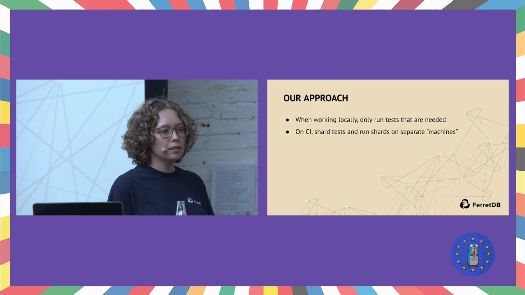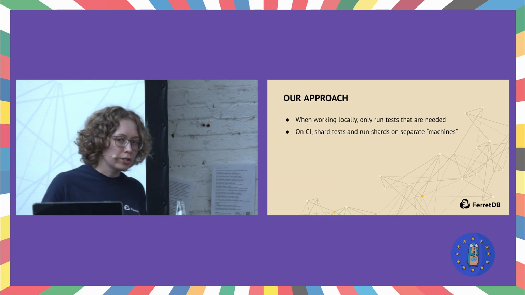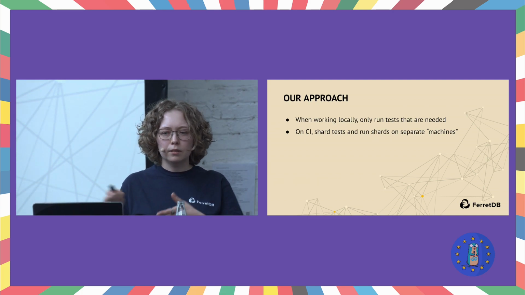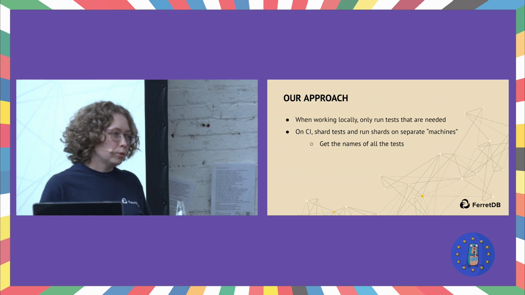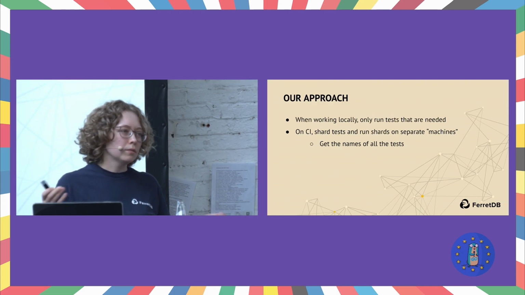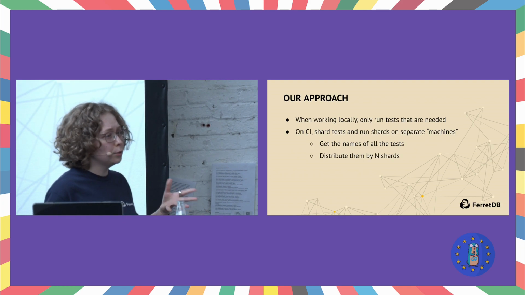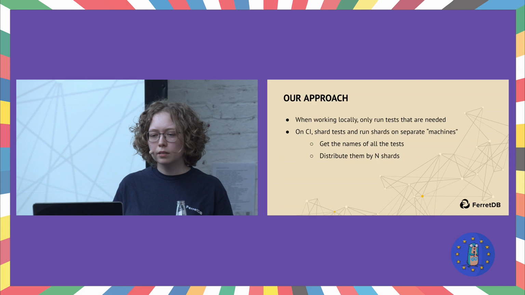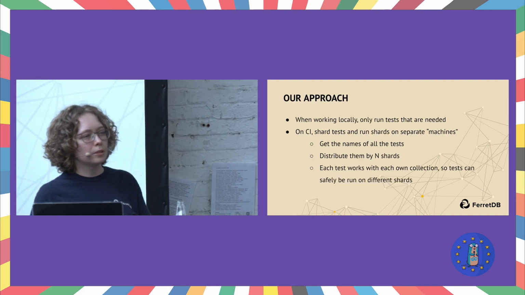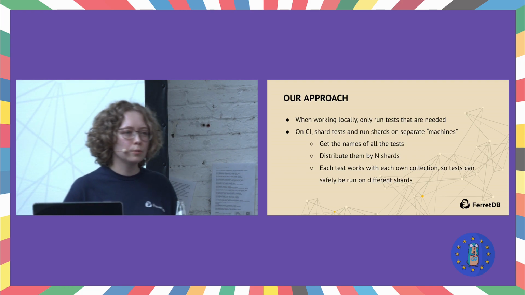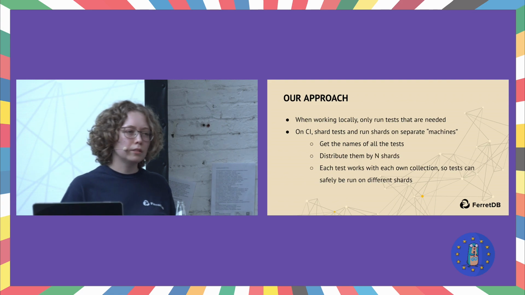So we came up with an idea of shards that can be run separately on different machines on CI, so that we can really be in parallel and simplify the approach. What we do, we get the names of all the tests. Thanks to Go tooling, it is possible to do all those things. We distribute those names by n shards. And then on each shard, because the tests have separate collections and databases, it is possible to run them independently. So each shard runs its own tests.